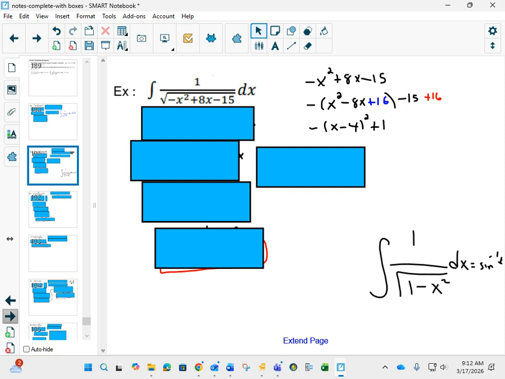Can you see it? Because last time we added 9 and subtracted 9. This time we're adding 16 and adding 16 again. Well, this negative sign out front would hit that 16. You've actually subtracted that 16. So to compensate, you need to add 16.